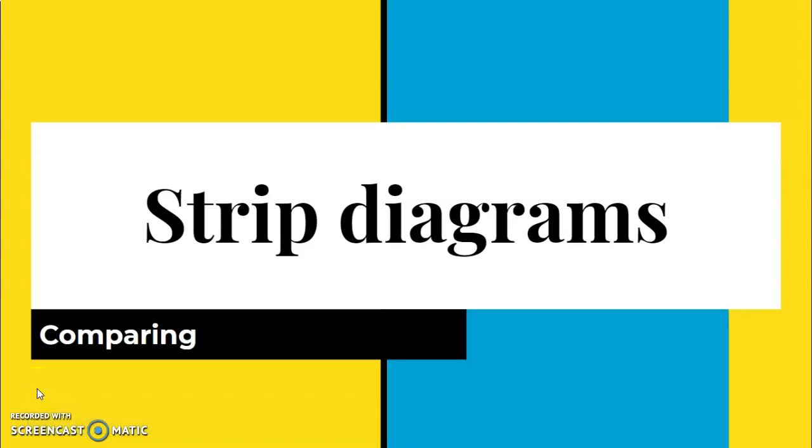Hi mathematicians! Today we're going to be talking about strip diagrams and using them for comparing. So again, like usual, please make sure you have a math notebook, a piece of paper that you keep in your folder, whatever it is that you use, and a pencil so you can take notes, write down questions that you might have to ask during small group or tutoring. Let's get started.